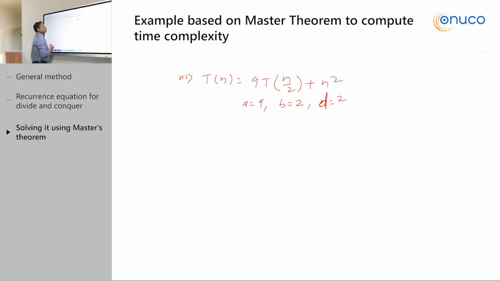Now we are going to compute B power D. So 2 power 2 is 4. Now we are going to compare A and B power D. A is 9. B power D is 4. We can see that A is greater than B power D. If A is greater than B power D, then we need to check which method we are going to apply, right? As per that, it is n to the power log A base B. I will show you that.